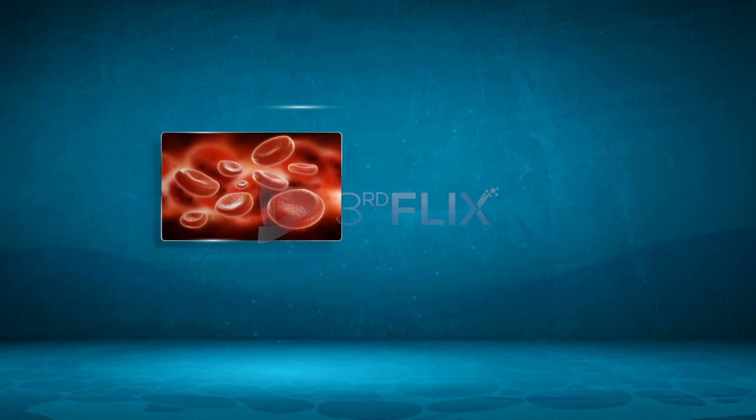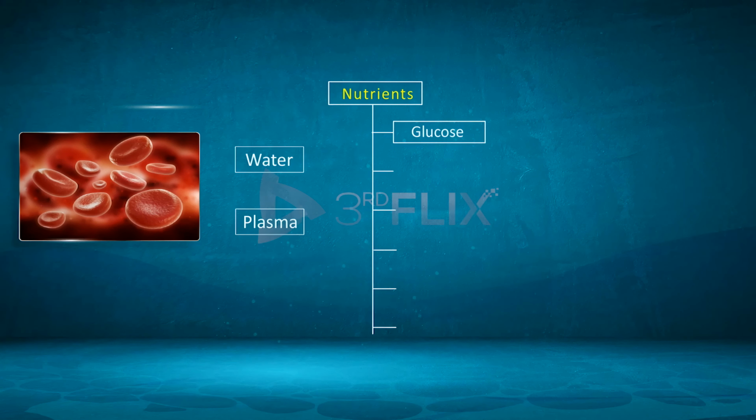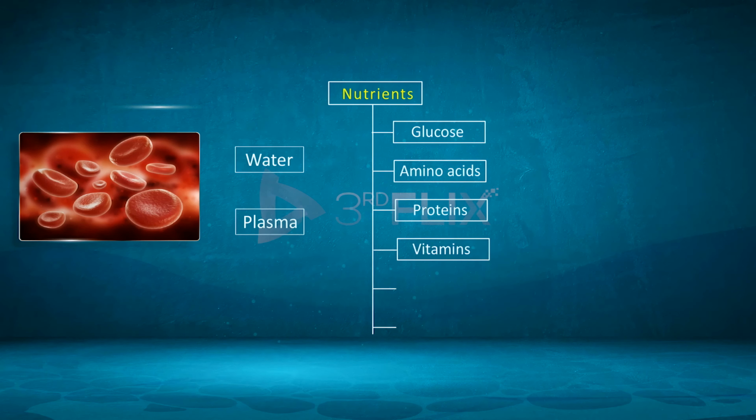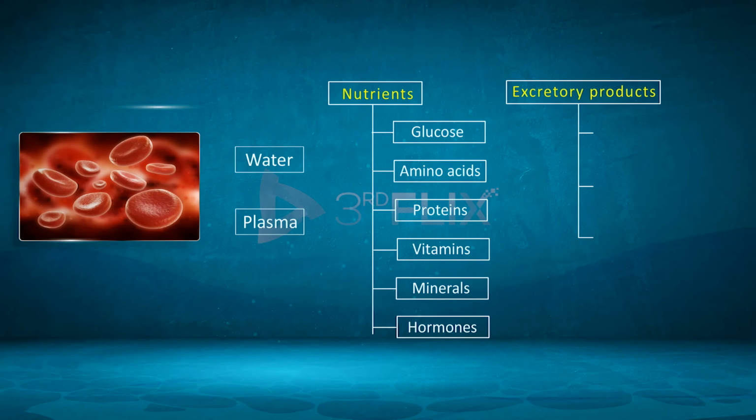The major component of blood is water, which is present in plasma. The nutrients present in the blood are glucose, amino acids, proteins, vitamins, minerals, hormones, etc. And excretory products in the blood are urea, lactic acid, salts, etc.